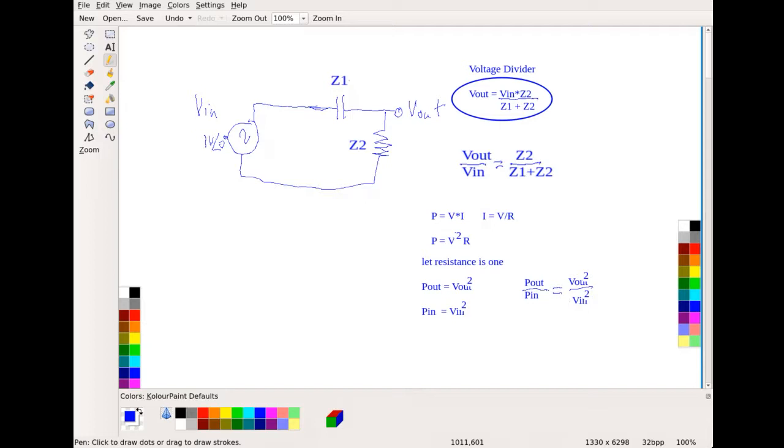If R was 1,000, as long as you have the R for the power in equal to the R for the power out, then that ratio is going to be the same. The R piece would cancel out. So for simplification, I'm just going to make that 1 for right now. But the thing is, this is really just a simple voltage divider circuit to get this ratio.